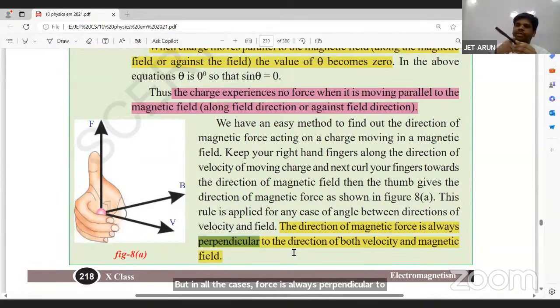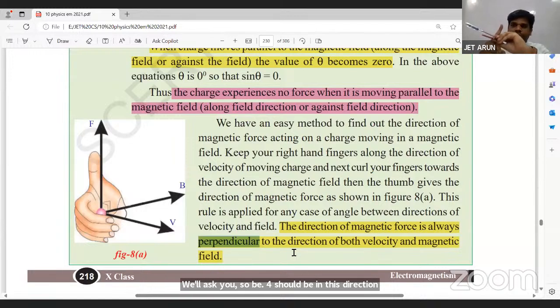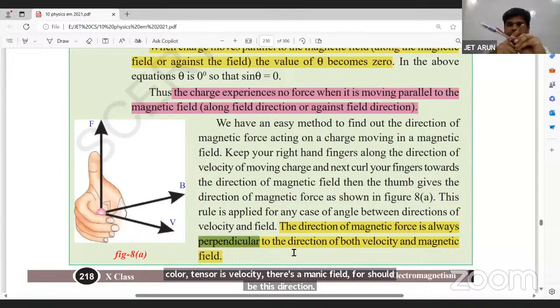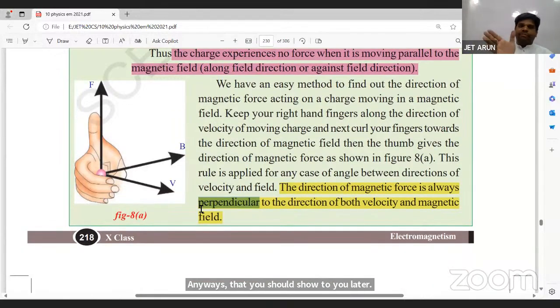Velocity is like this, magnetic field is like this, so the force will be in this direction. Red color pencil is velocity. This is the magnetic field. Force will be in this direction, in the direction of my finger, index finger. All right. Anyways, that visualization will show it to you later. Here is the figure. When I curl my fingers from V to B, my thumb will give me the direction of force.